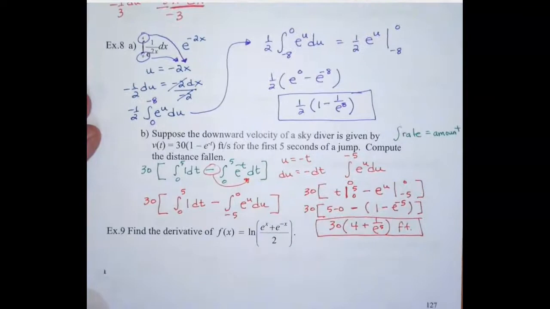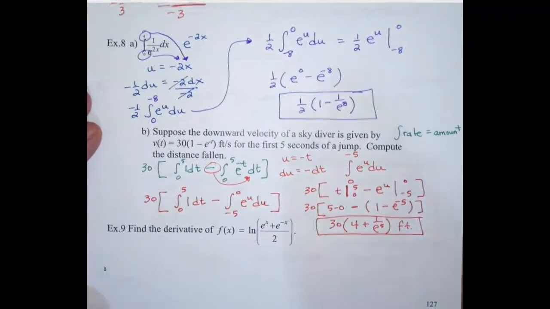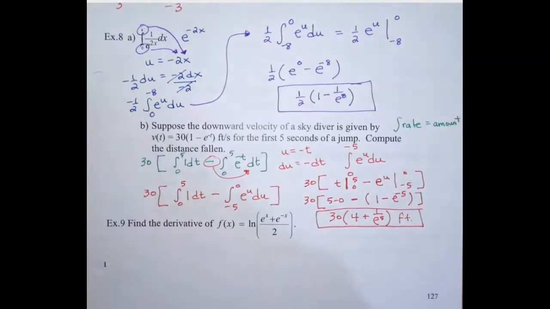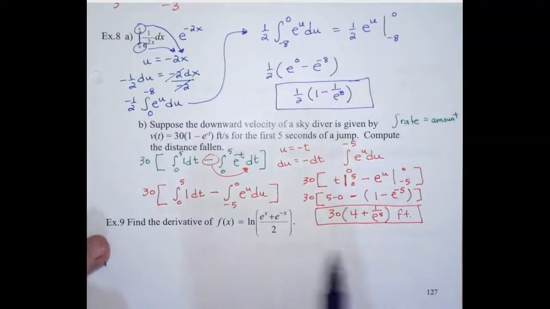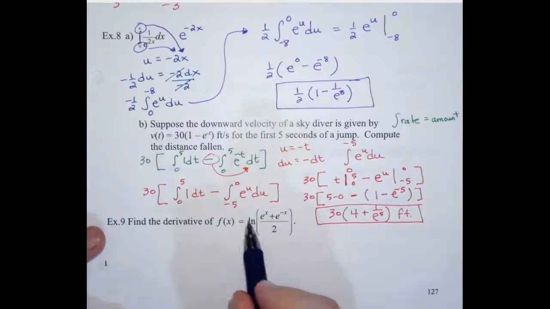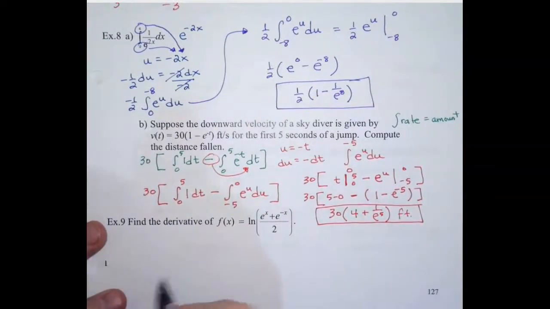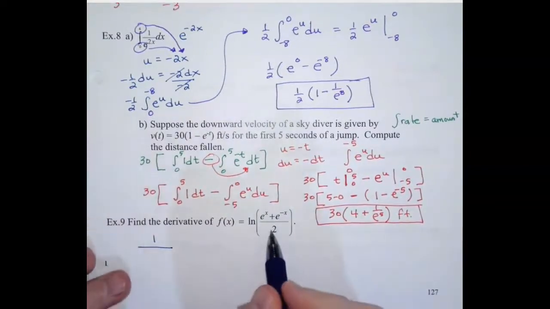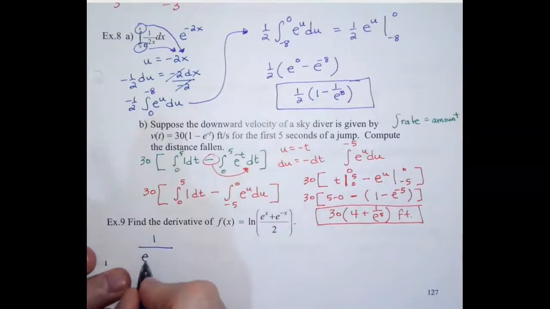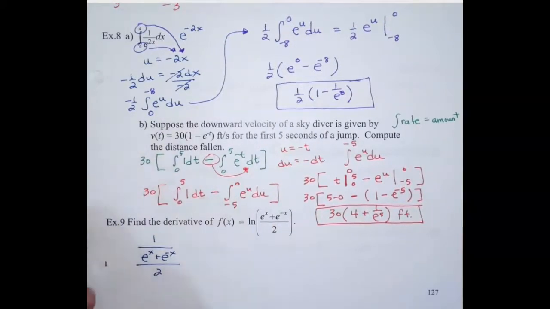Alright, and let's wrap this up. So, finally, take the derivative of this. Alright, so the derivative of the natural log, so we just go one step at a time. It looks a little bit messy, but we'll see what happens. So that's 1 over this. So that's going to be e to the x plus e to the negative x over 2.